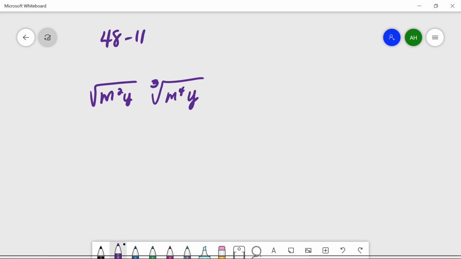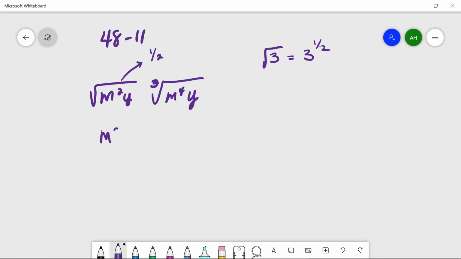With simplifying it, we want to get rid of the radical signs and see what we can combine. The first thing we want to do is get rid of the radical signs. Remember, we get rid of the radical signs by raising it to a power of 1/2. Say the square root of 3 is equal to 3 to the 1/2, right? So I'm going to replace these radical signs by raising the items underneath to the 1/2 power. So I'm going to have m squared y to the 1/2.